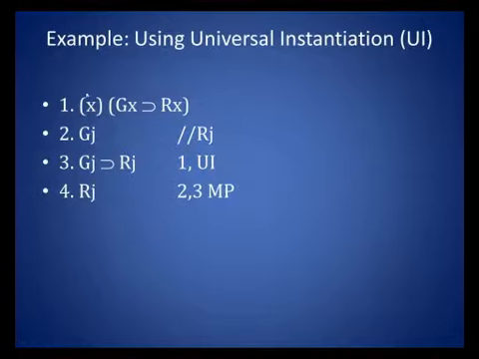But right now, just try and get the idea that the way you use universal instantiation is to remove the quantifier and replace the variable with either a constant or a variable. So in this case, I derive line 3 via UI from line 1, and then I can use line 2 and line 3 modus ponens to get the rj, which is exactly what I was trying to get.